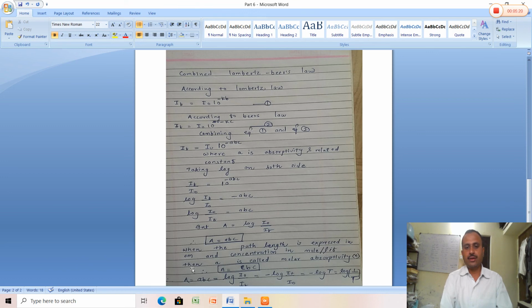So this is nothing but the different forms of Lambert-Beer's law, and we have already used them in different problems.